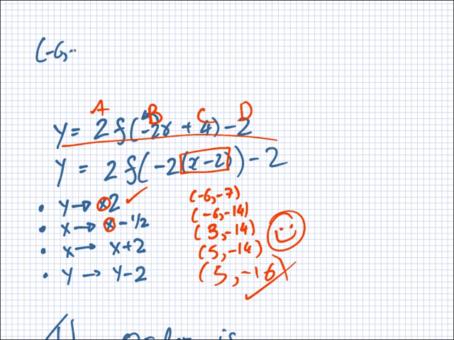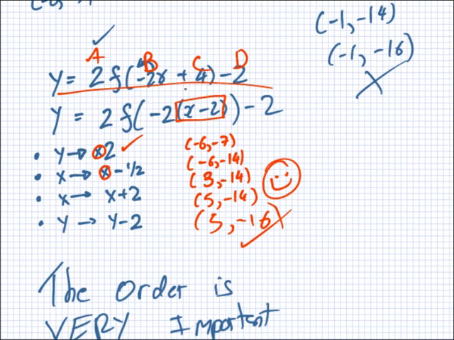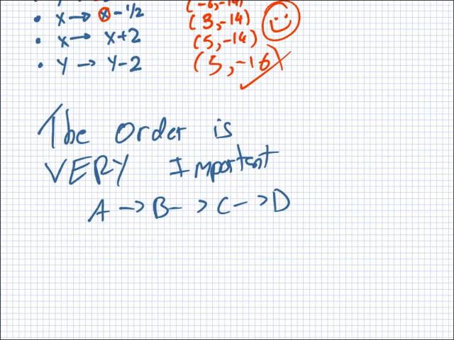So, minus 6 minus 7. If we do the A, what would you get? Minus 6 minus 14. If we do the B, what would we get? 3 minus 14, isn't it? If we do the C, what do we get? Minus 14. And then if we do the D, we get minus 1 minus 16, which you see is wrong. So you have to do it in the right order.